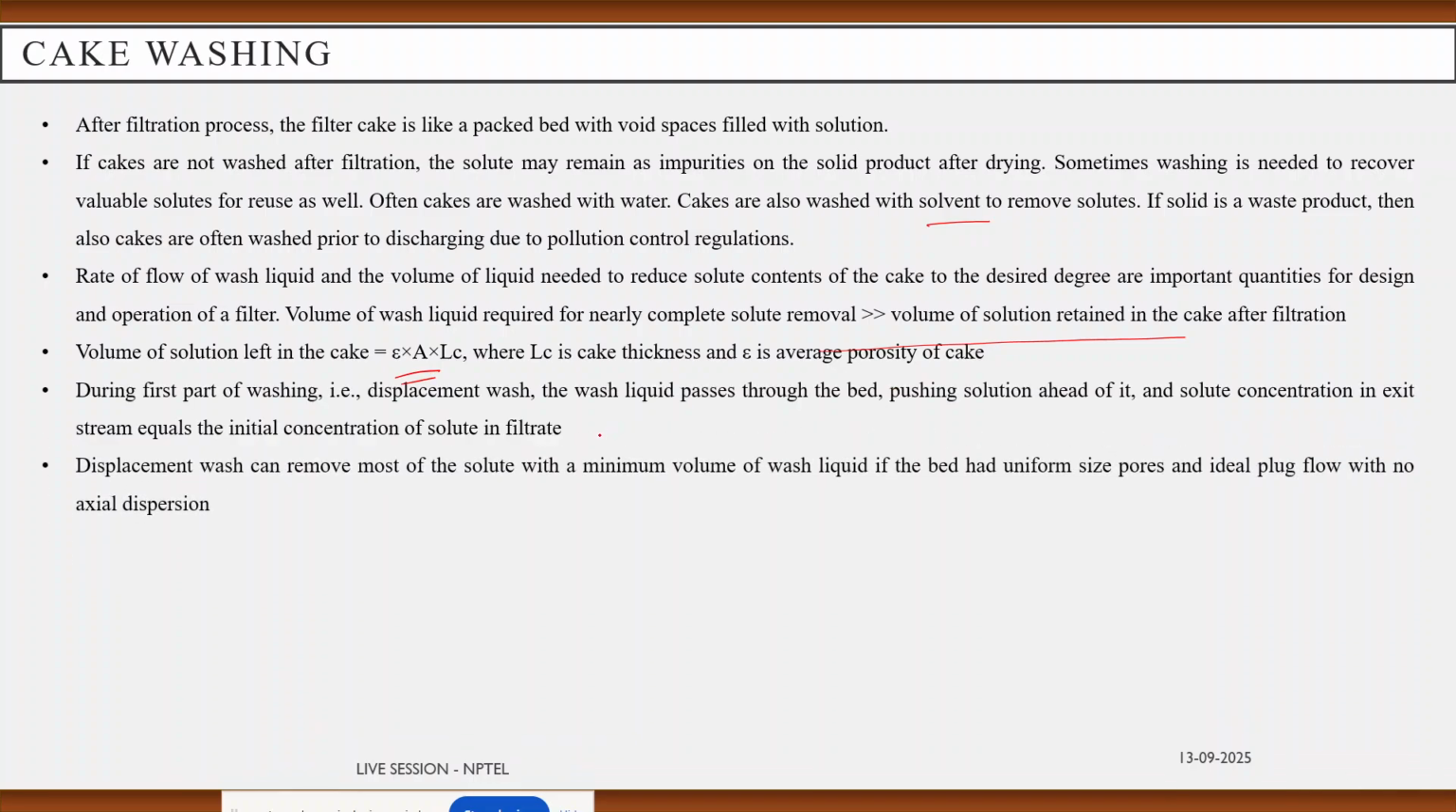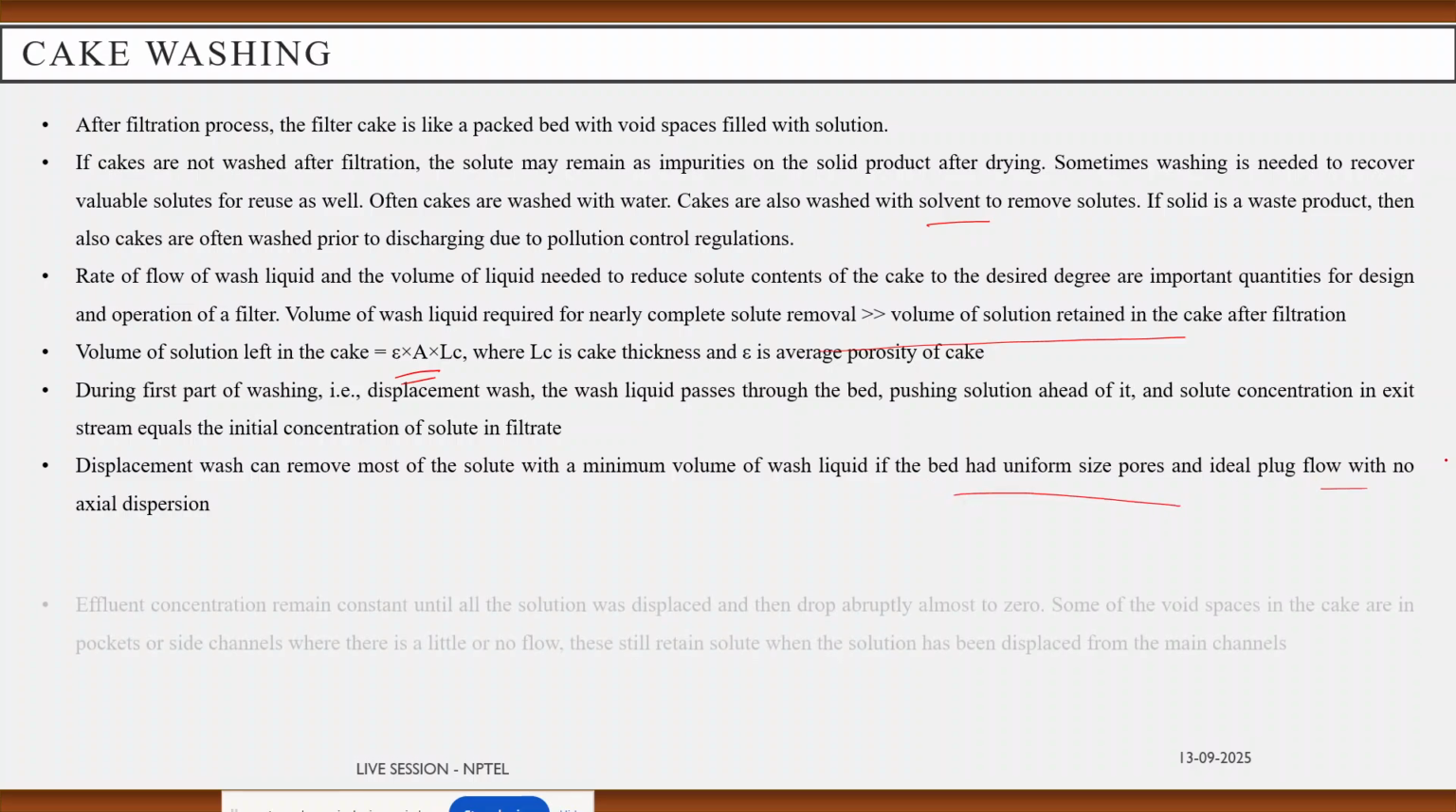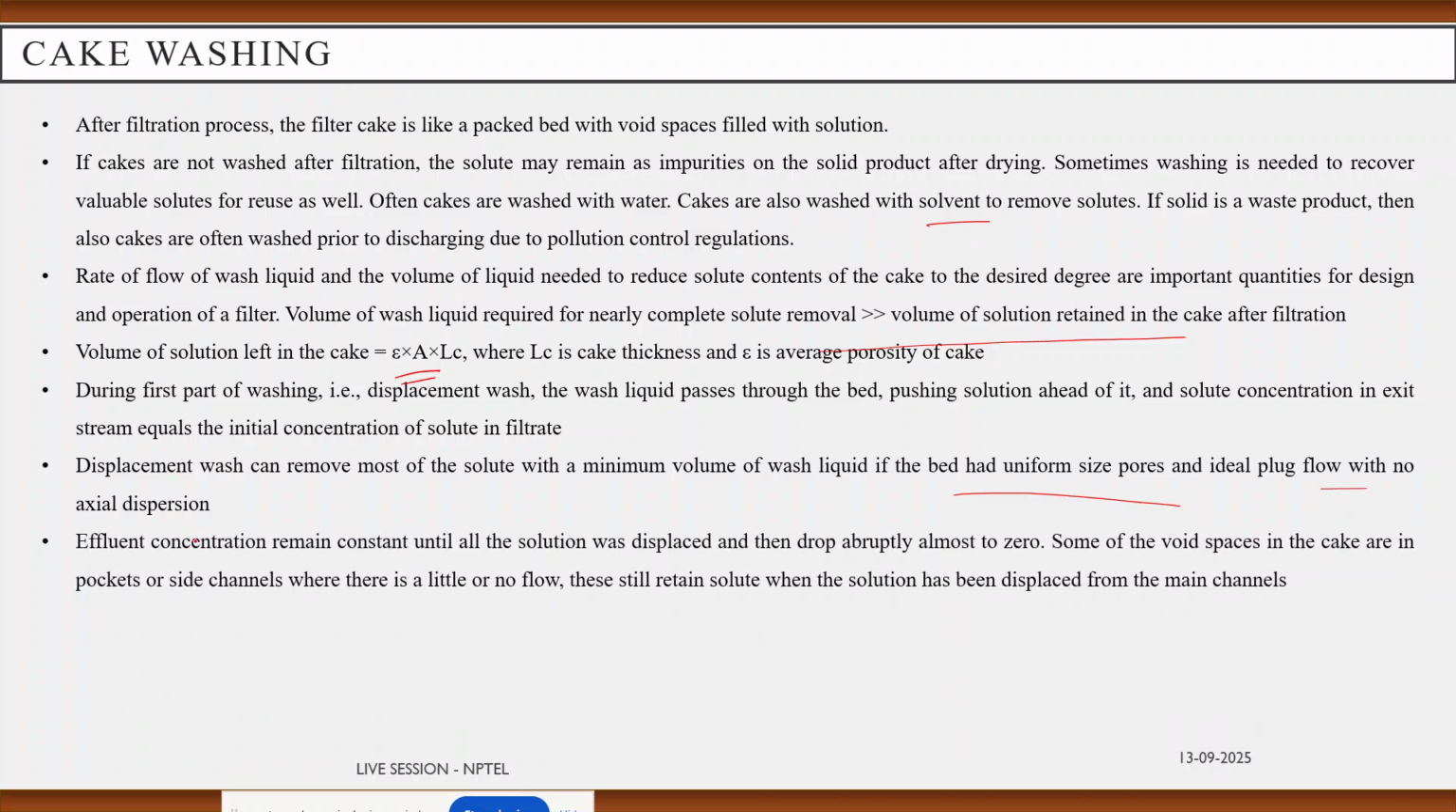During the first part of the washing, the wash liquid passed through the bed displaces the solution ahead of it, and the solute concentration in the exit stream becomes equal to the initial concentration of the solute in the filter. So the displacement wash can remove most of the solute with minimum volume of wash liquid if the bed has uniform pore size and ideal plug flow condition. Effluent concentration remains constant until all the solution is displaced and then drops abruptly almost to zero.